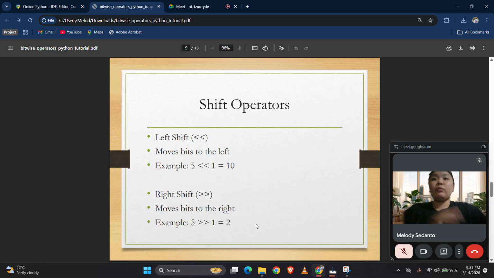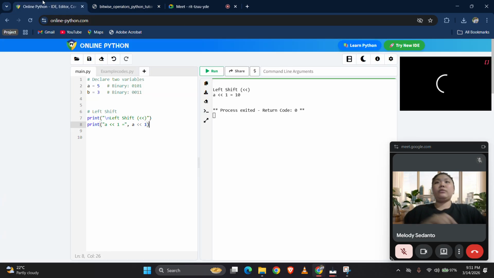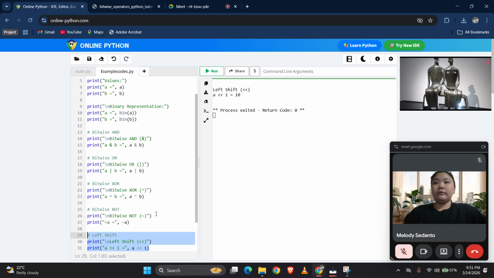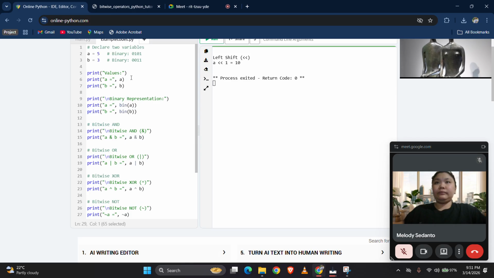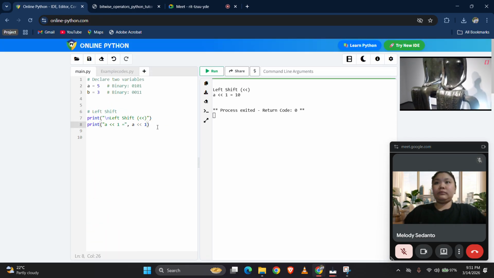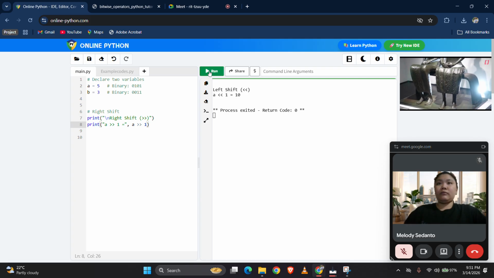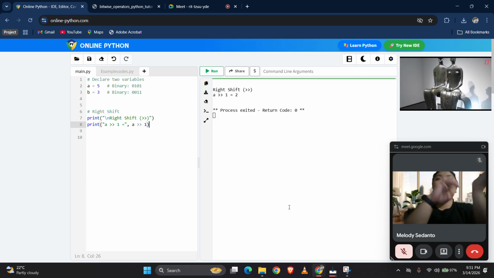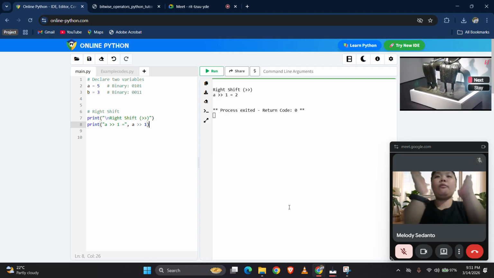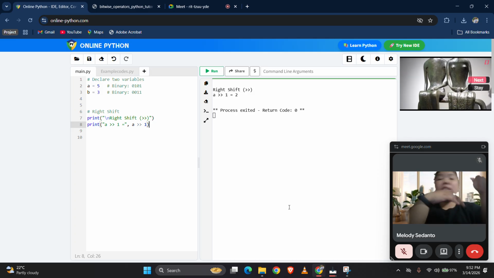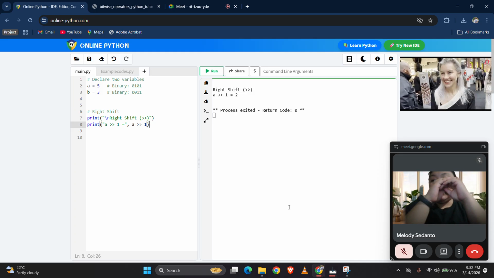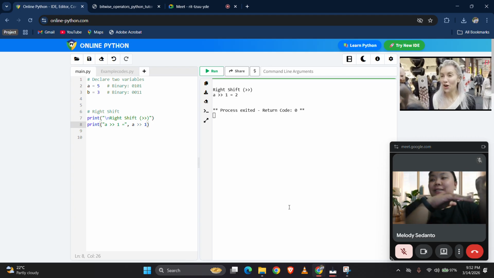When we use the right shift, it moves bits to the right. So let's see what that is. The right shift, A right shift 1, is equal to 2. It moves the bits to the right and divides the number by 2. So 5 right shifted by 1 becomes 2.